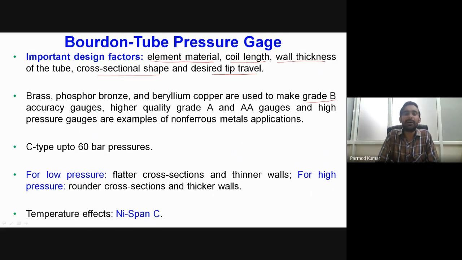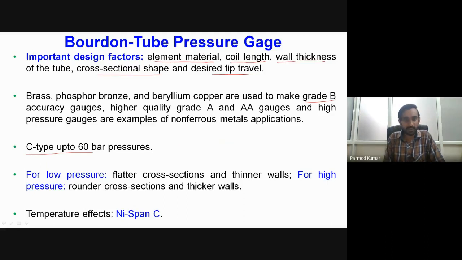Okay. Then, apart from that, for certain applications where we require more accuracy, more precision, we have the higher quality grade A gauges, and sometimes for high pressure gauges also we go for non-ferrous metal as the material of which our tube will be made. Okay. Then this C type of pressure gauge has a limit up to 60 bar pressure.